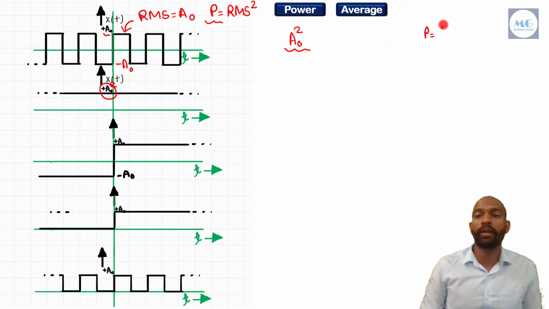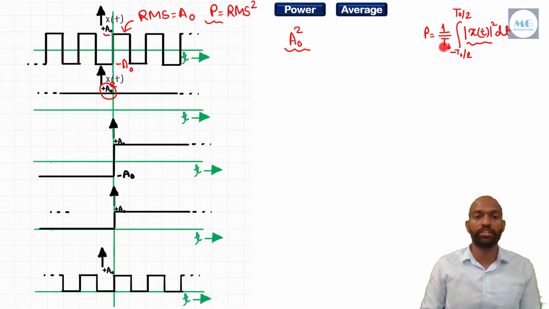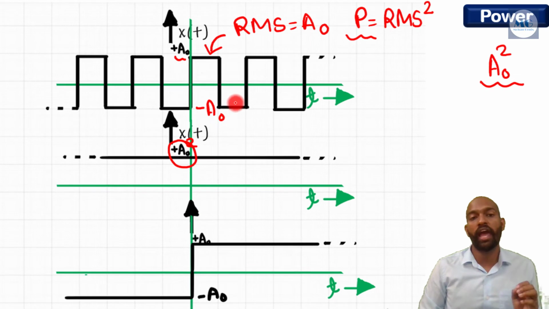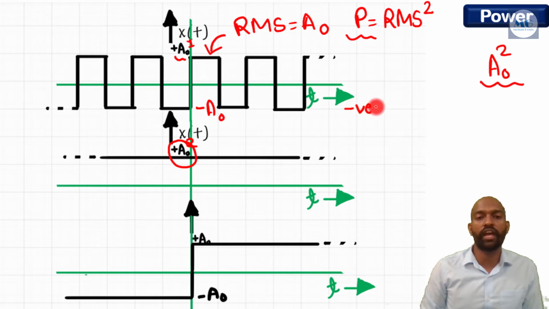What is the formula of power for a periodic signal? It is 1 by T naught, integration from minus T naught by 2 to plus T naught by 2, of mod of x(t) square dt. Here, what we are doing is taking the modulus of x(t). So you concentrate and try to convert x(t), that means x1(t), into its modulus value. To get the modulus value of any signal, we just convert the negative parts of the signal to positive.